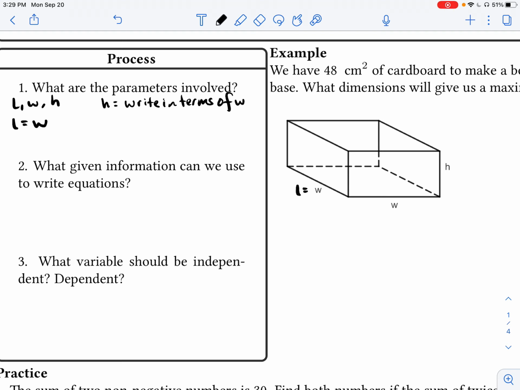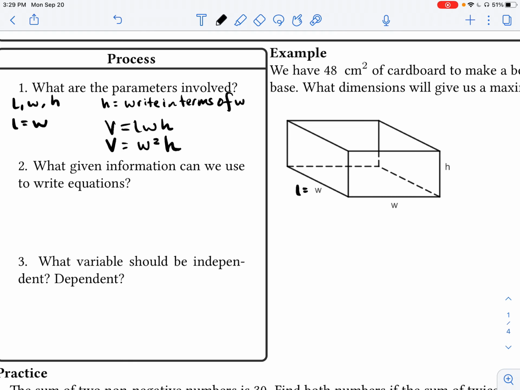We also know that our height we'll be able to write in terms of our width in just a moment. And then finally, are there any other variables that we might want to consider? Well, not any new variables, but we do want to keep in mind that since we are finding the maximum volume, we're going to want to say length times width times height produces the volume. And since, again, length is equal to width, we can say our volume is equal to W squared times H. So it's just W times W.